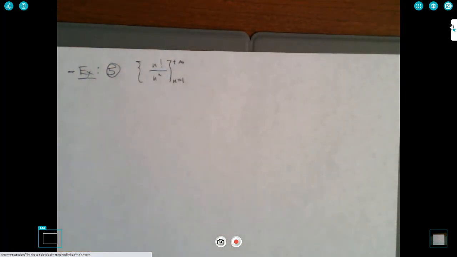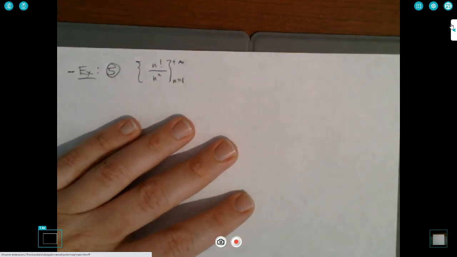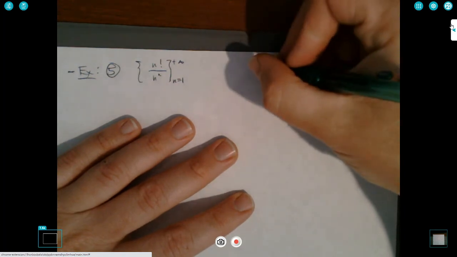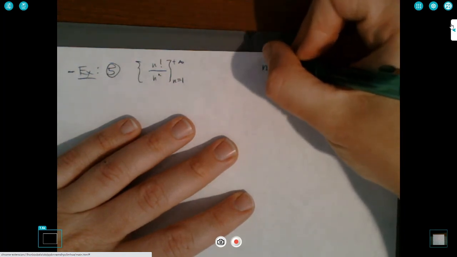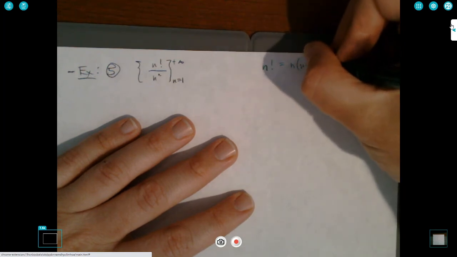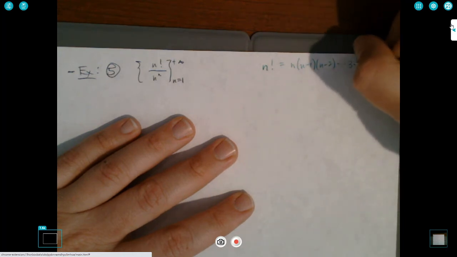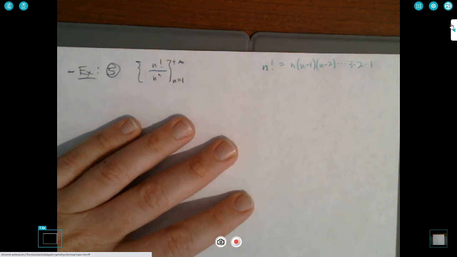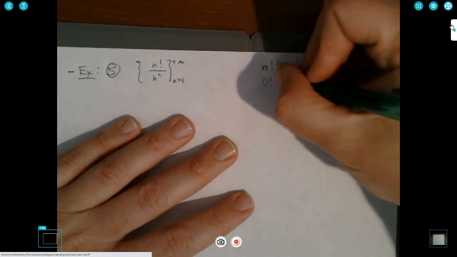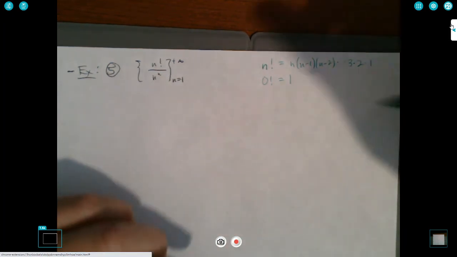Now, if you've never seen the factorial before, let me just say n factorial equals n times n minus 1 times n minus 2 all the way down to 1. That's what n factorial means. 0 factorial equals 1; we take that by definition. There are combinatorial reasons for that. It might seem a little bit strange.